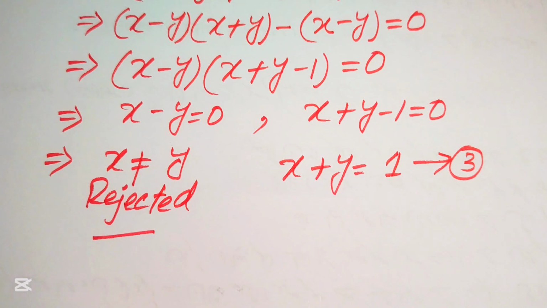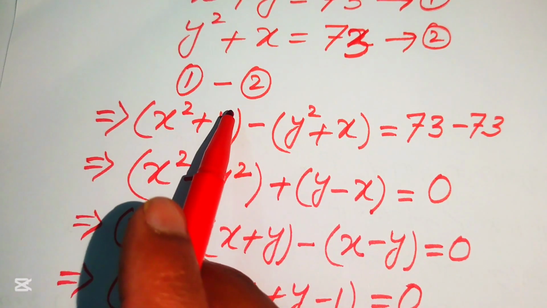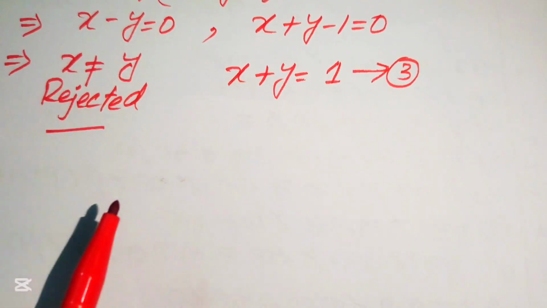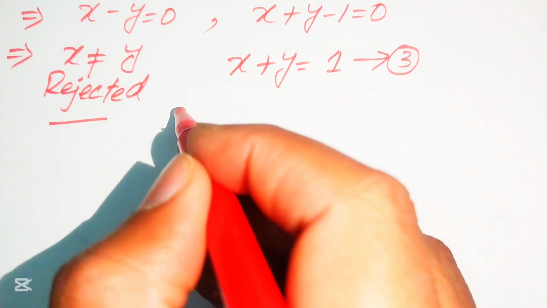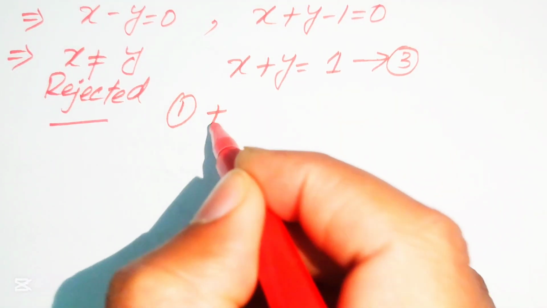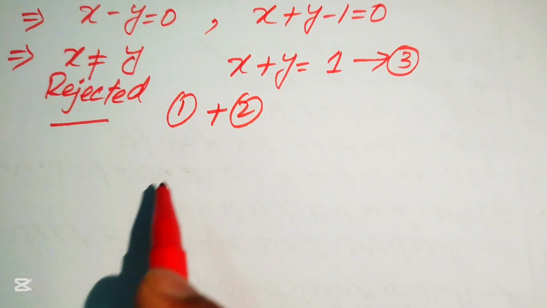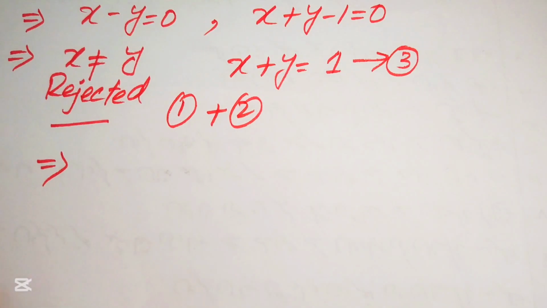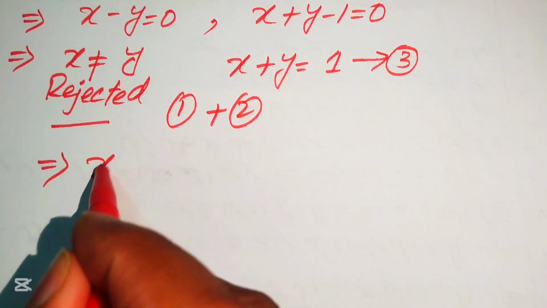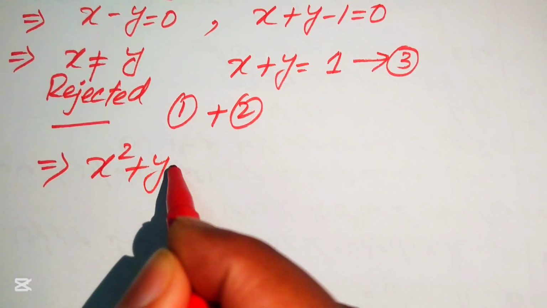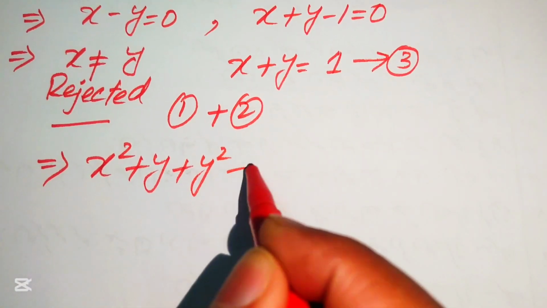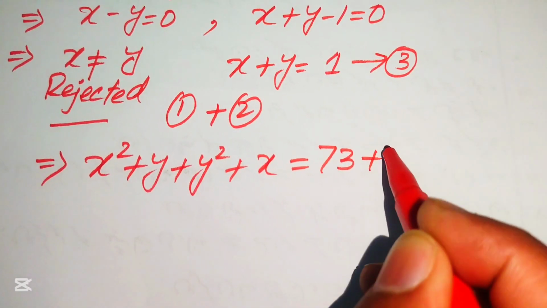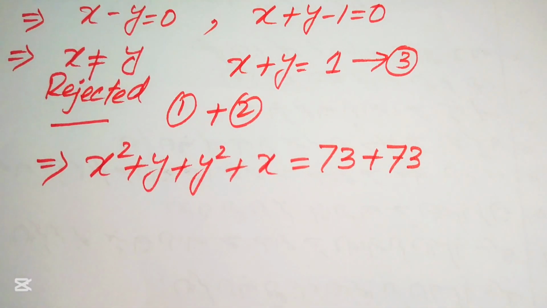So first we subtracted equation number 1 and 2, and now we add these two equations. When you add equation number 1 and equation number 2, we add the left hand side with the left hand side and right hand side with the right hand side, so it will be written as x square plus y square plus y plus x equals to 73 plus 73.